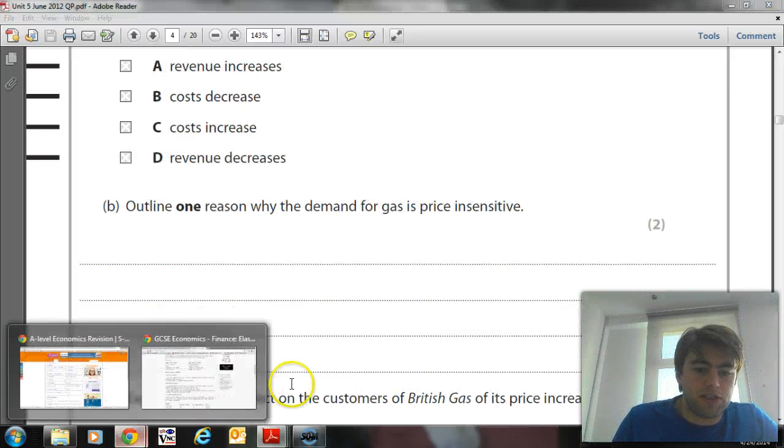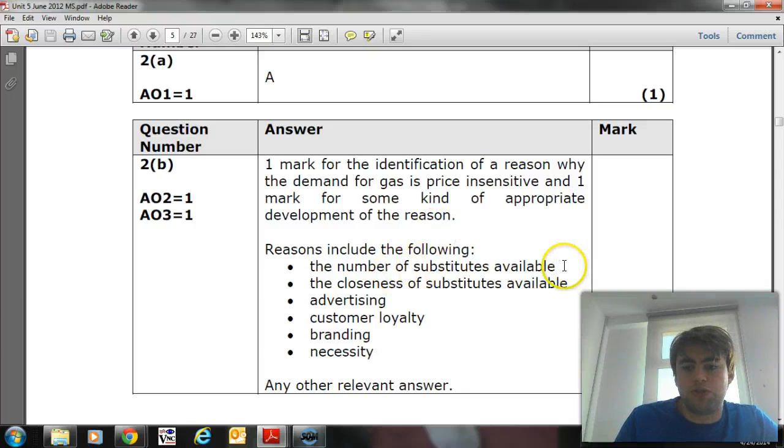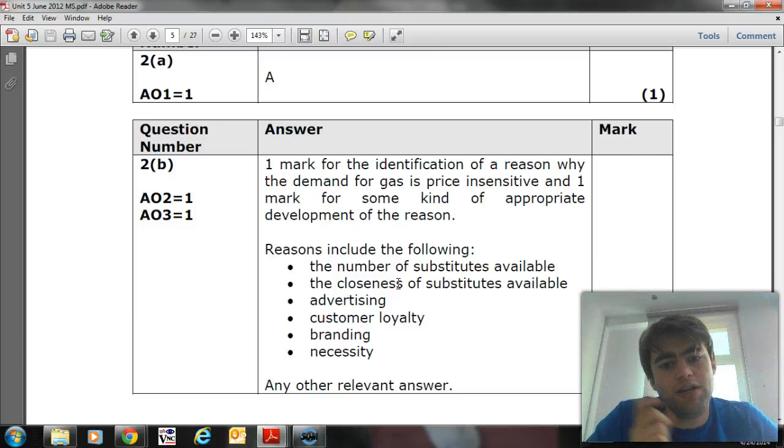Now, if we look at the mark scheme for this one, you'll probably have ideas of your own. So, number of substitutes available, closeness of substitutes available. So closeness means how easily can you switch to electricity, for example. Yes, that's a close. It's not really a substitute you can move to.